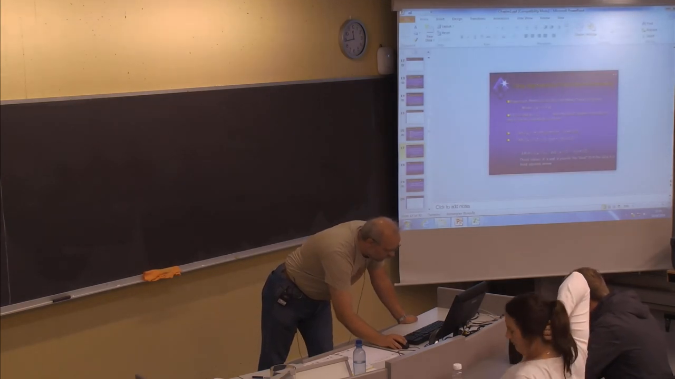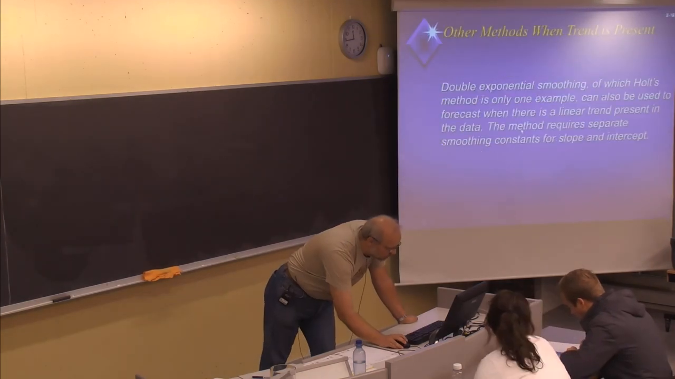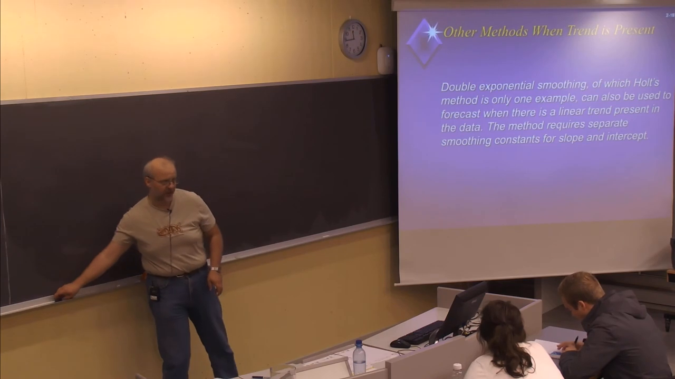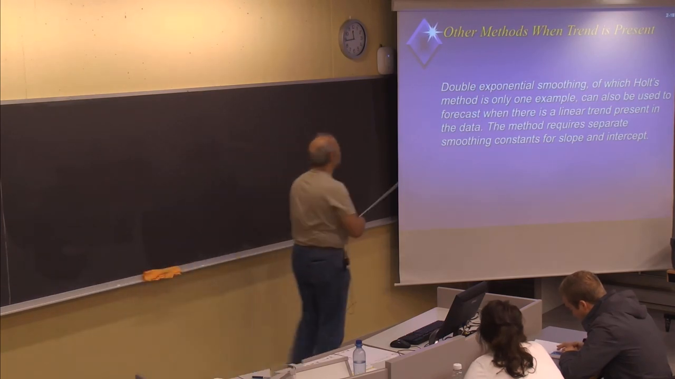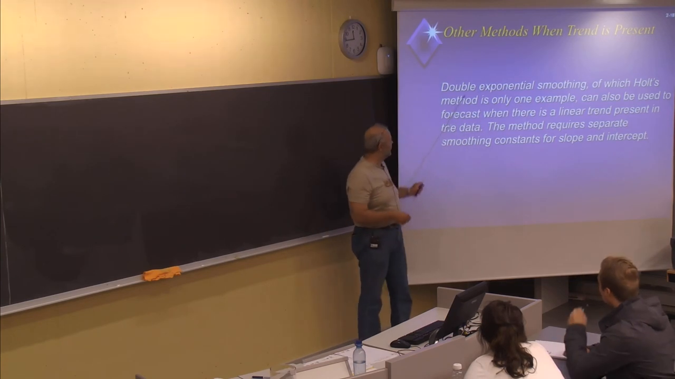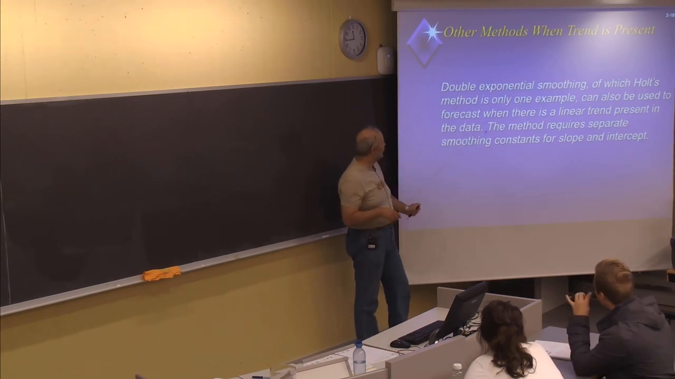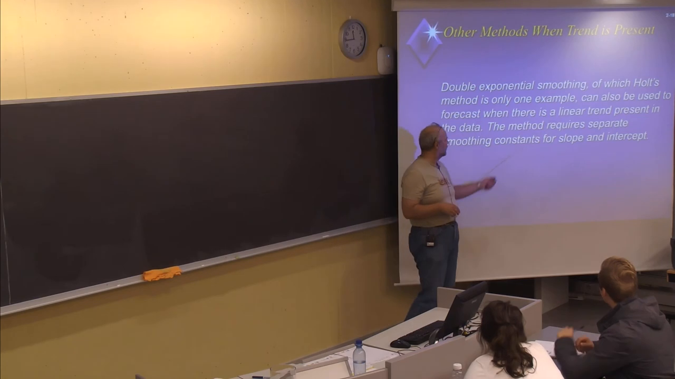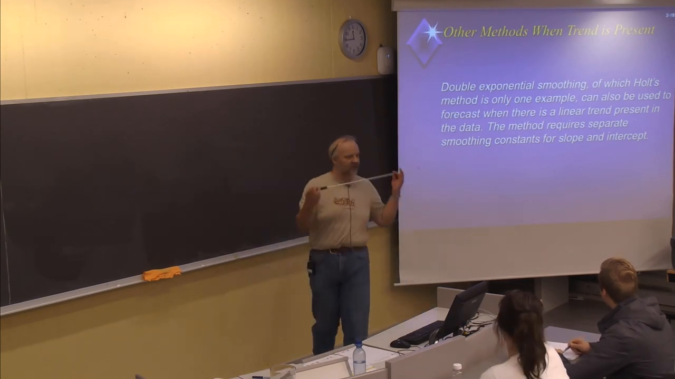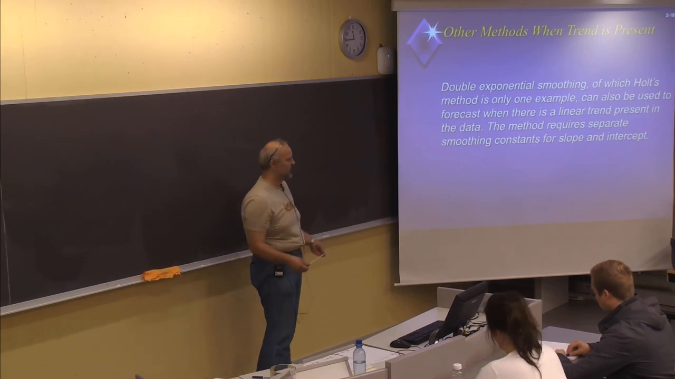The PowerPoint file does not have much information about this Holt's method, but it is described quite well in the textbook. But here at least, double exponential smoothing, where Holt's method is only one example, can be used to forecast when there is a linear trend present in the data. And the method requires a separate smoothing constant for the slope and the intercept.